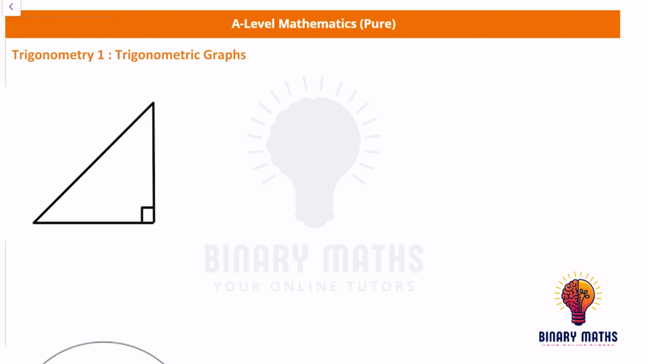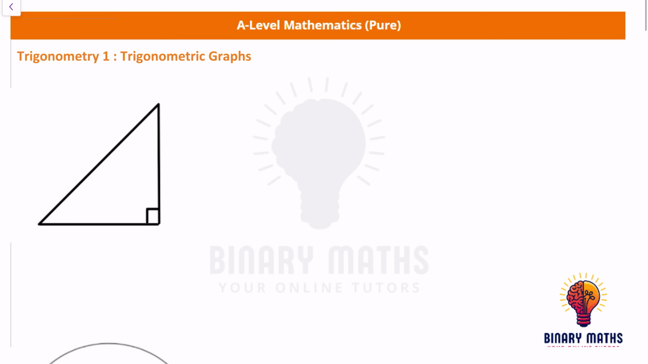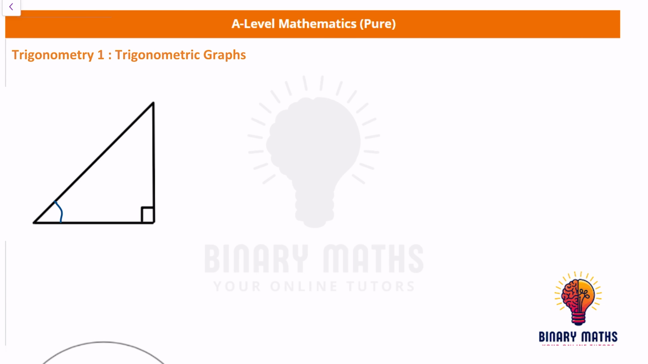So if we have a right angled triangle and we have a labeled angle, let's call it theta, then opposite this labeled angle theta is always opposite. So let's call that O. Opposite the right angle in the triangle is always the hypotenuse, because it's the longest length in a triangle. And next to the labeled angle is adjacent.